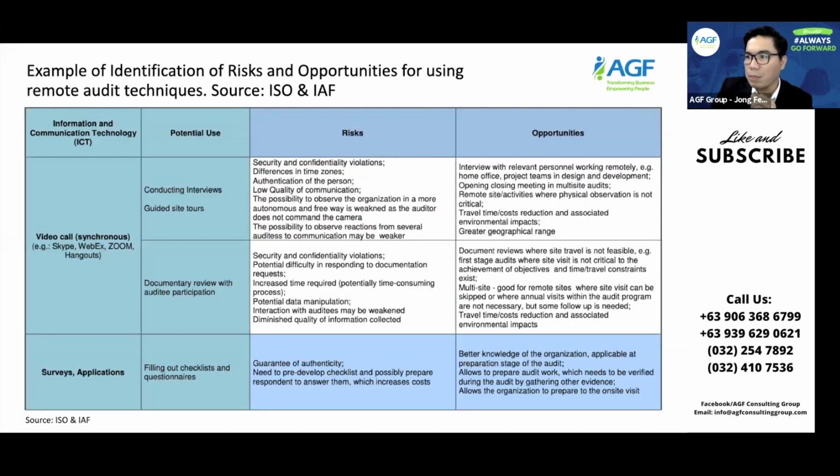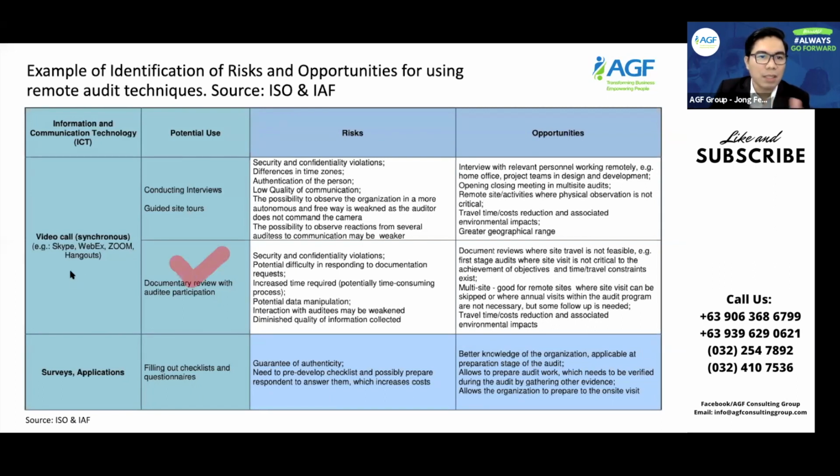Now, if you look at the opportunities there, look at this interview. Sorry, let me go back to that. So interview with relevant personnel working remotely, all right, whether it's in home office or project teams. You can do opening, closing meeting. The travel time, cost reduction, and associated environmental impacts, greater geographical range, you can cover it. You can even bring in a lot of technical experts from all over the world, by the way, because now you just give them the link, they can be in the audit. All right, that's the beauty of this remote audit.